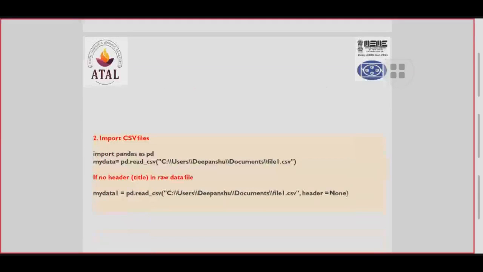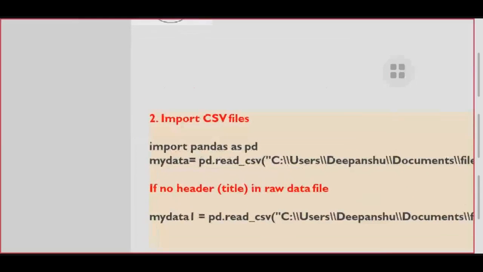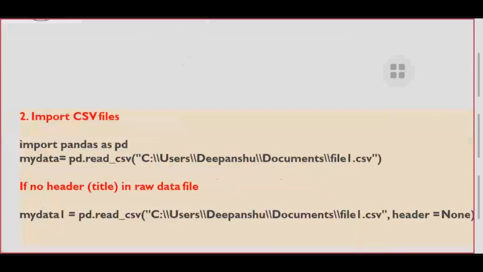For importing CSV files, we use this command. See, my data equal to pd, that is pandas. Yesterday we saw pd.DataFrame and Series like that. Now we are going to use a CSV file. So we are going to use my data equal to pd.read_csv, then the file location or file. Please make a note, because this is the basic way to import a file.